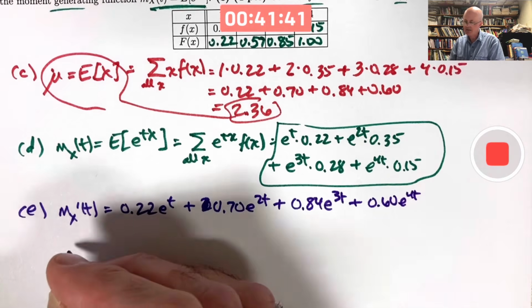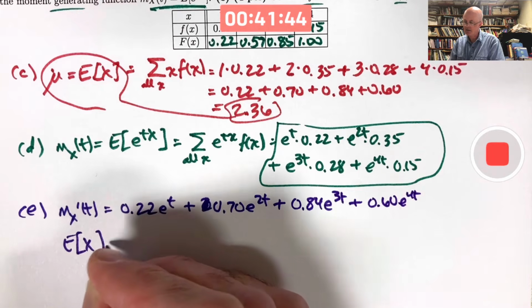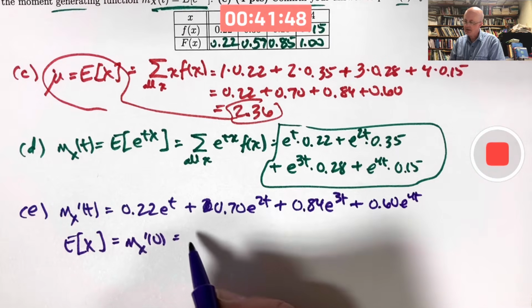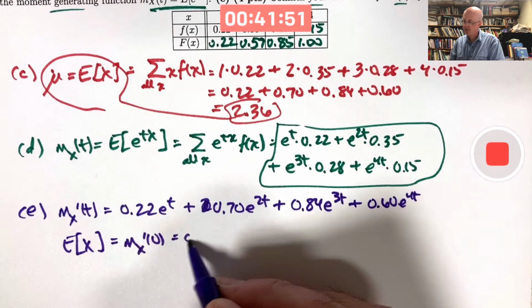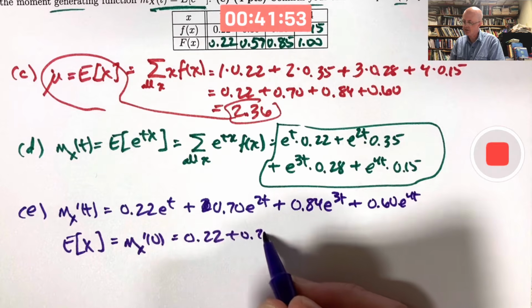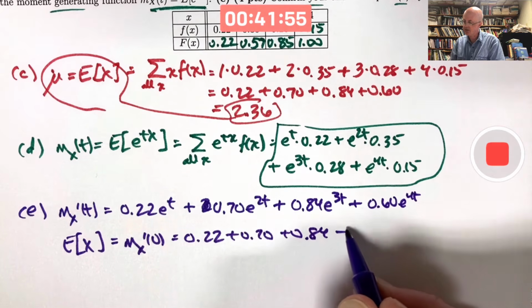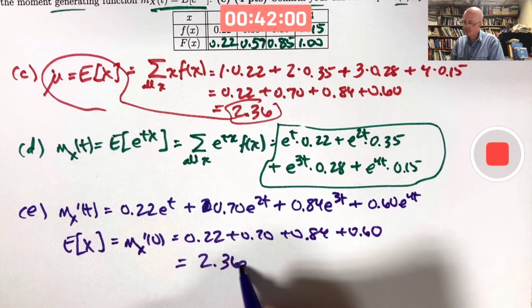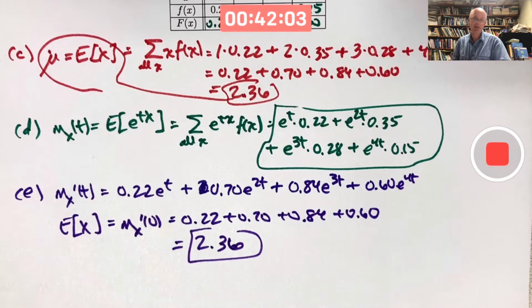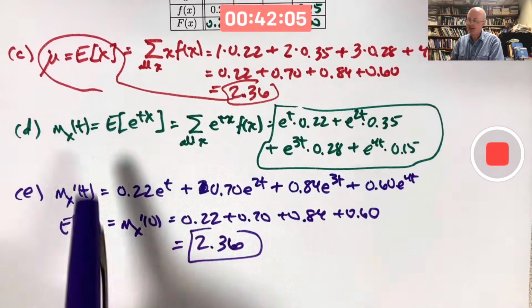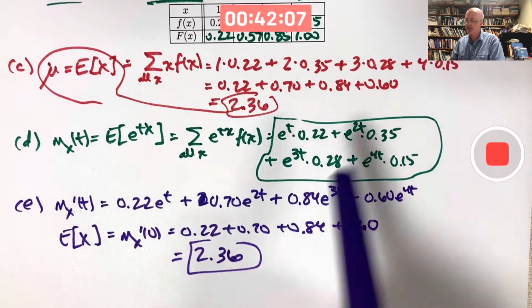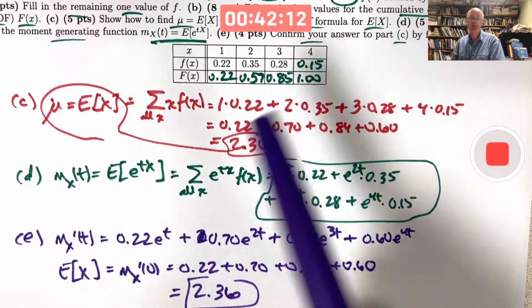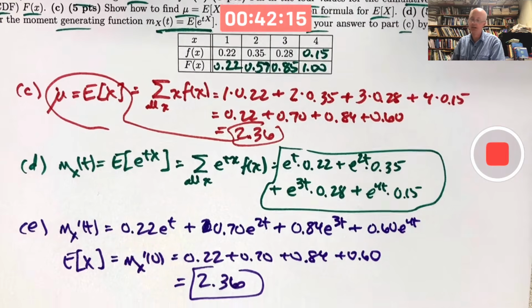Now plug in 0. The expected value of x is the derivative of the moment generating function evaluated at 0. You're going to get the same sum as before, 0.22 plus 0.70 plus 0.84 plus 0.60. Same answer as before, 2.36. Okay, so it's nice to see it work out nicely. You'd never guess this would work in the abstract, perhaps, but in discrete examples like this, especially where you've only got finitely many possibilities, it's easy to see how it works out and gives you the same answer.